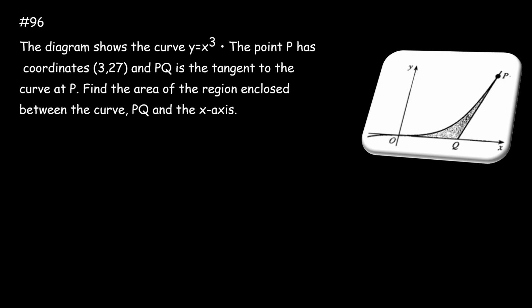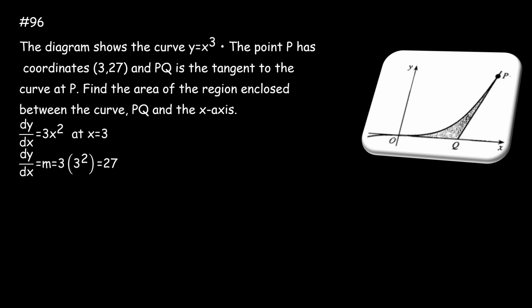So if this line is tangent to the curve at P, right? Touches just at one point, it means that it will have the same derivative. So we need to integrate y with respect to x and substitute the values for P at that point. So dy by dx is 3x squared. Now at x equal to 3, we'll have 3 times 3 squared, which is 27.